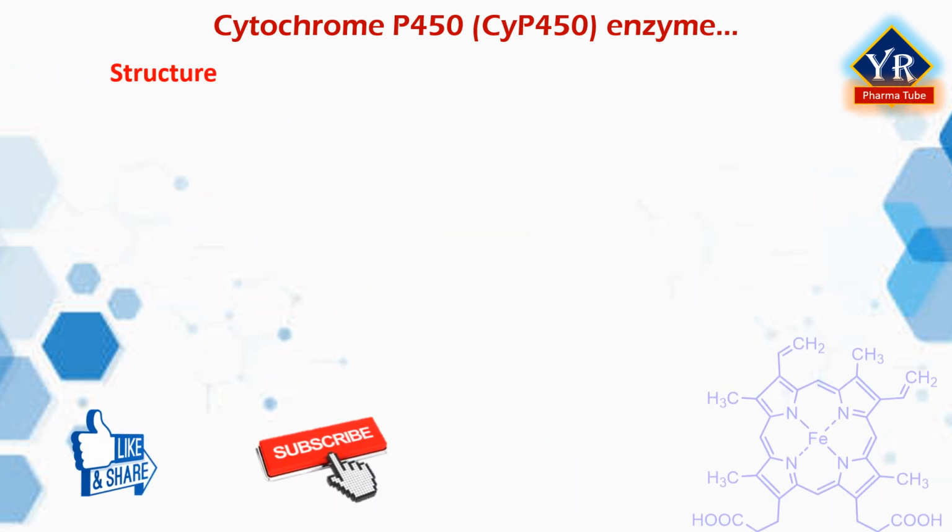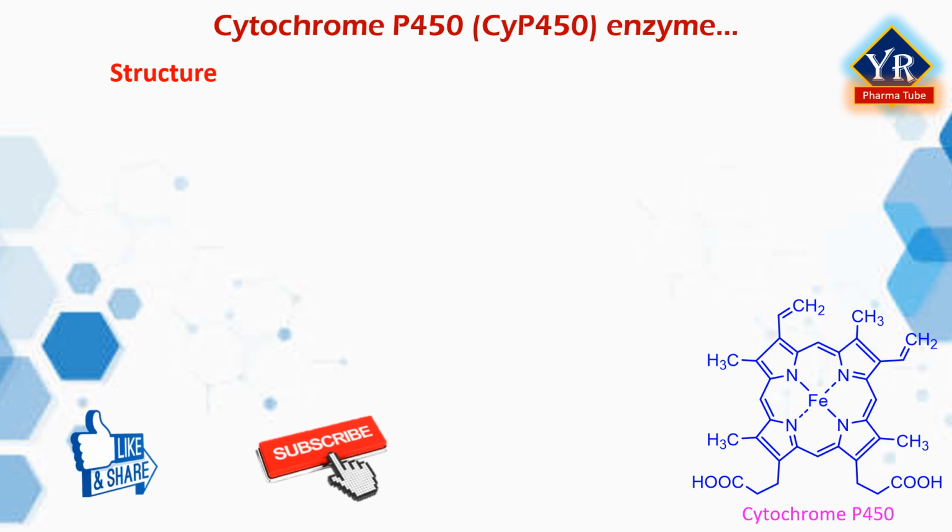The structure of cytochrome P450. The active site of cytochrome P450 contains a heme iron center. The iron is tethered to a protein via a cysteine thiolate ligand. The cysteine and several flanking residues are highly conserved in known P450s.